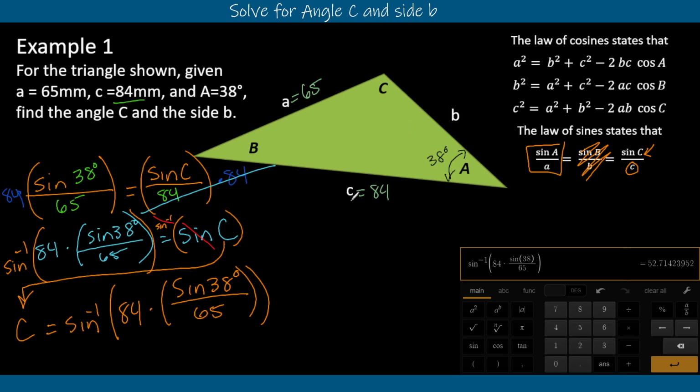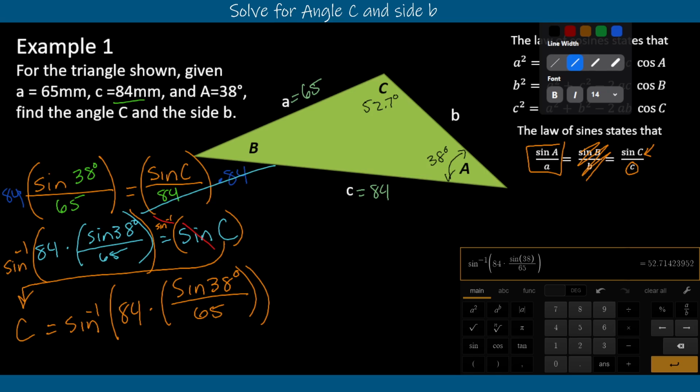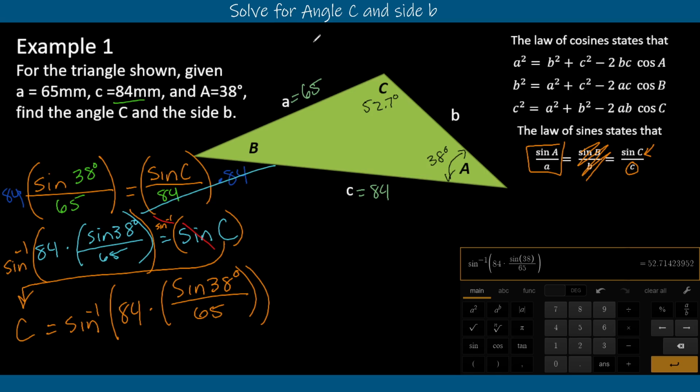So our C angle is equal to 52.7 degrees. So we got 38 degrees on one, 52.7 on the other, which means that we can plug in what we know about our triangle. We know that our triangle has a total degrees of 180. It cannot have more than 180 if it's a triangle. And so we can say that we lost 38 degrees in A, and we lost 52.7 degrees in C, and that means that we know what our angle B is equal to.